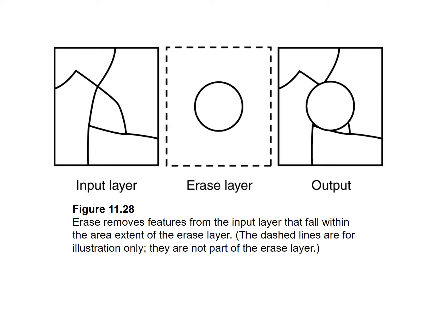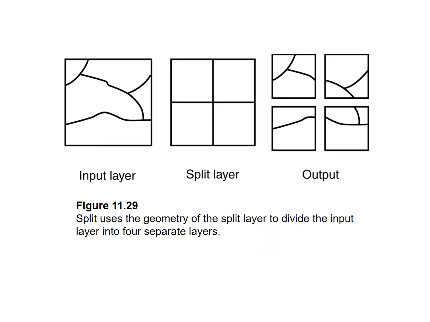Erase. Again, the circle is the erase part, and it takes that out of the other. Input layer, split layer, you get new outputs divided up by those.